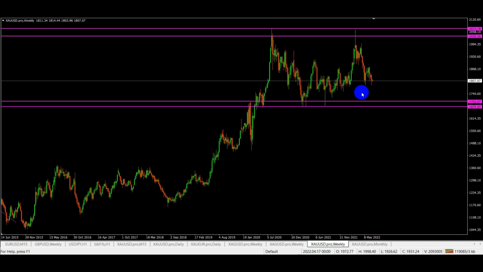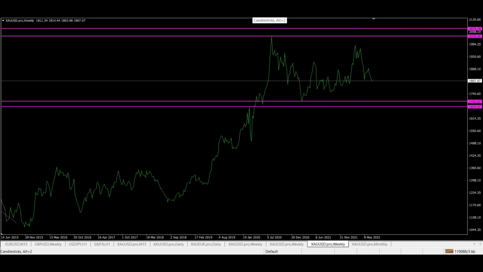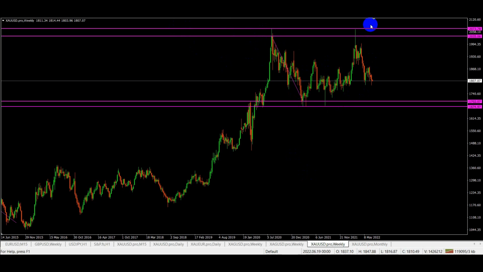In the weekly chart, I have drawn a few lines here. This is the closing price. This is the bottom closing price. I call this a trend. I mean, this is the trend. In between, the market is so far ranging. This is a very good trend. But this has ended.